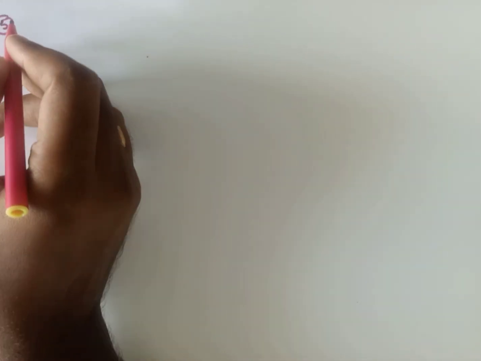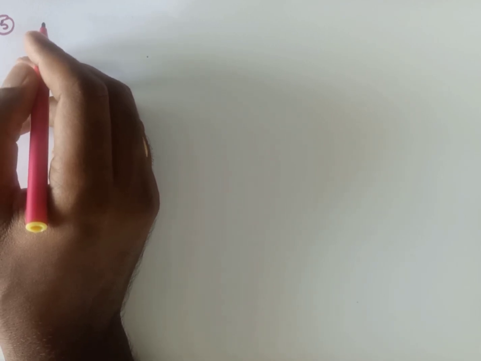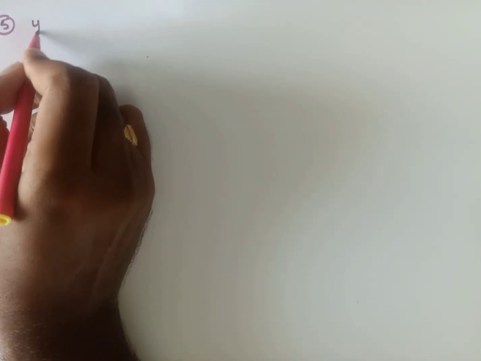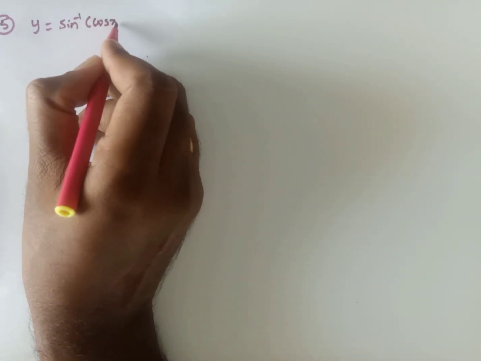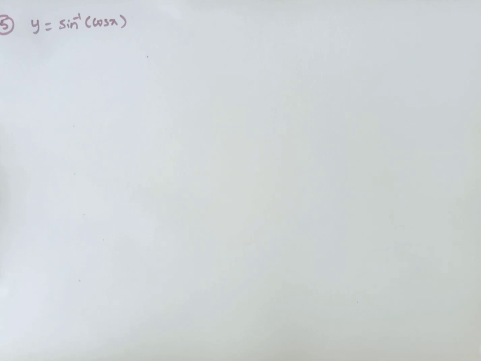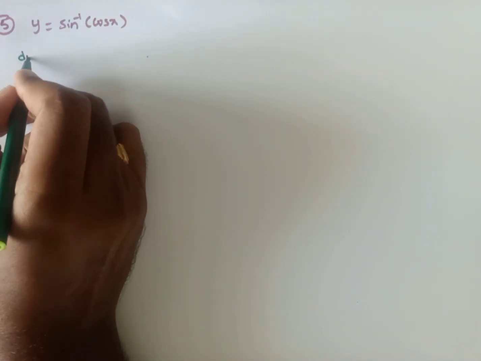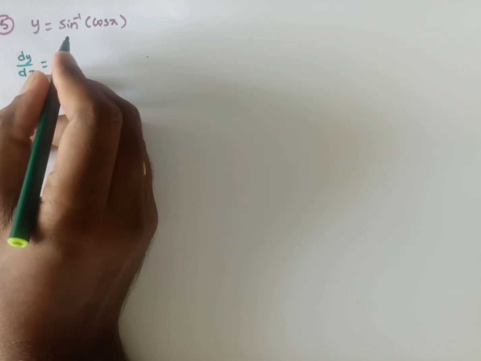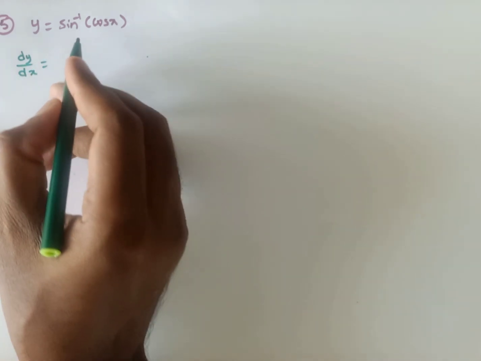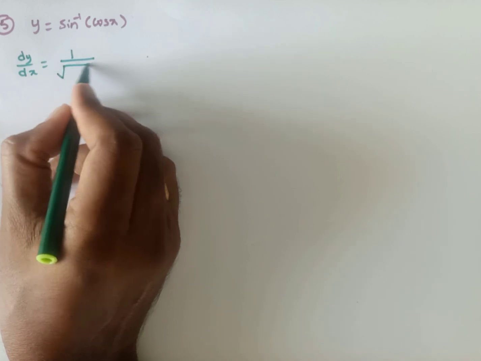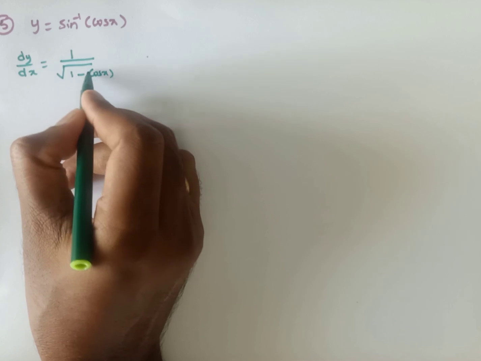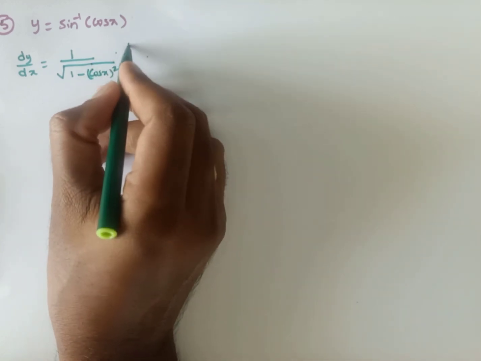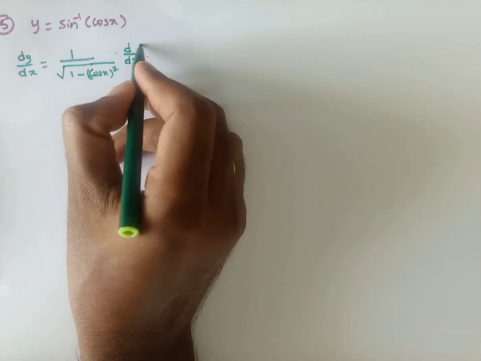Now say the fifth problem. So this is y equals sine inverse of cos x. Now dy by dx: the derivative of sine inverse x is 1 by root of 1 minus x square, right? So this is 1 by square root of 1 minus, x means cos x, whole square, into d by dx of cos x.